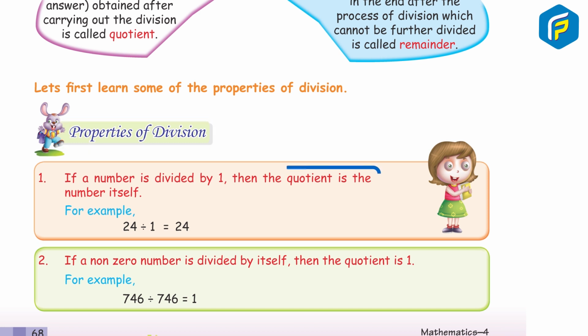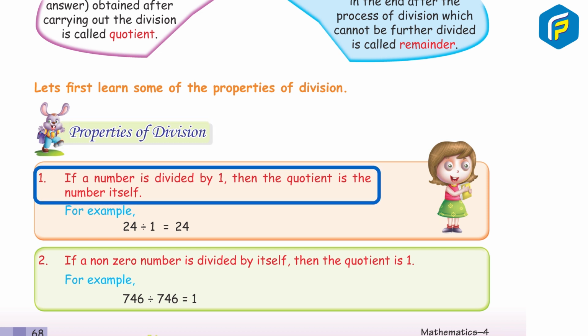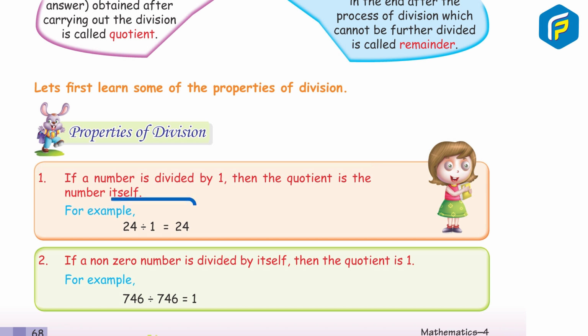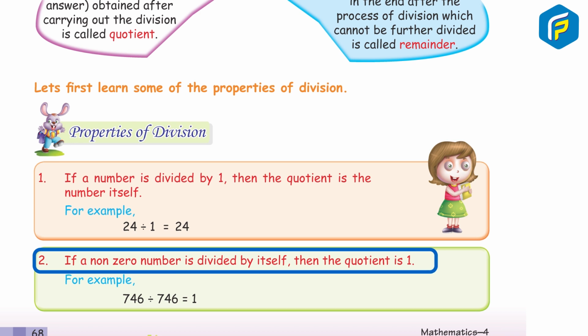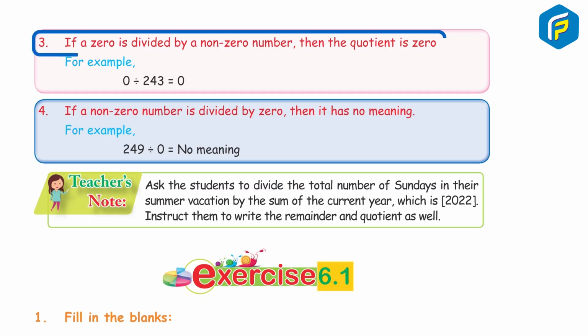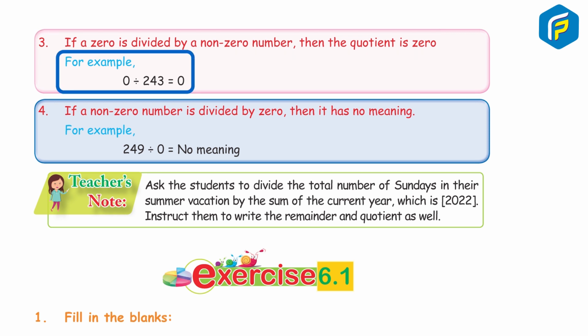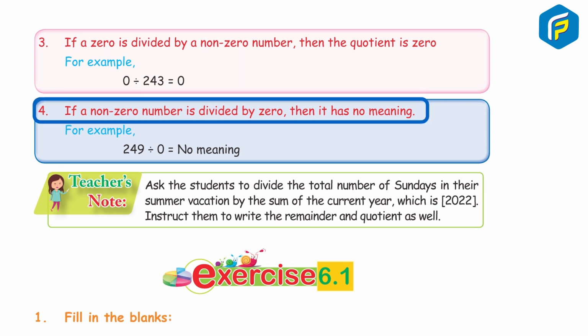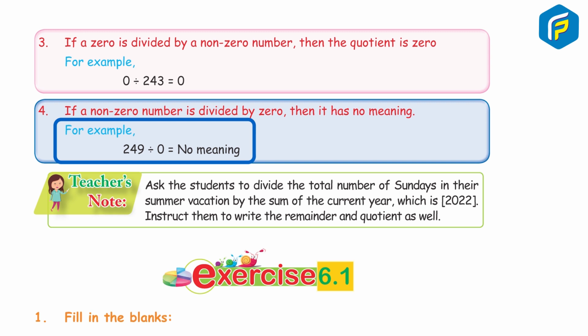Properties of division. 1. If a number is divided by 1, then the quotient is the number itself. For example, 20 divided by 1 is equal to 20. 2. If a non-zero number is divided by itself, then the quotient is 1. For example, 746 divided by 746 is equal to 1. 3. If 0 is divided by a non-zero number, then the quotient is 0. For example, 0 divided by 243 is equal to 0. 4. If a non-zero number is divided by 0, then it has no meaning. For example, 249 divided by 0 is equal to no meaning.